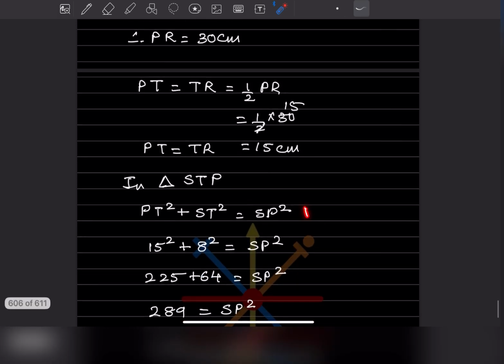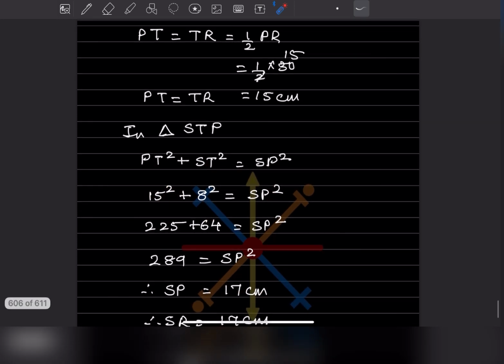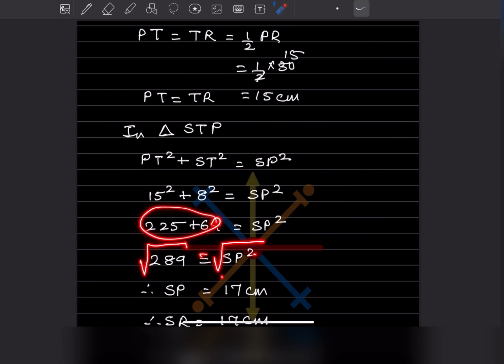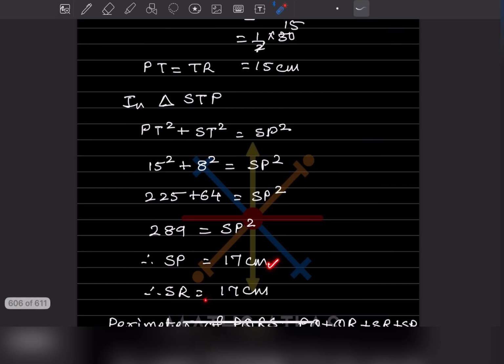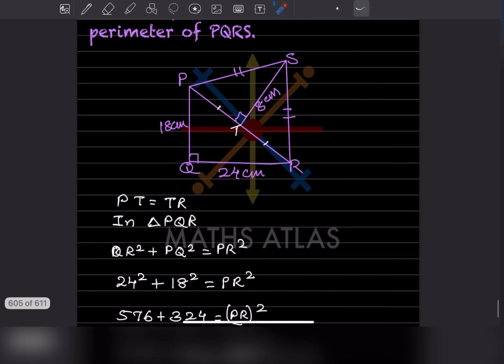So what will that be? PT is 15, ST is 8 and SP square. So here will be 225, square of this will be 64 and SP square will be as it is. So this will be 289 is equal to SP square. When you take the square root of both sides, SP is going to be 17, 17 into 17 is 289. So that's 17 centimeter. So if SP is 17 then SR also should be 17, because you can see this is equal, given, it says that this is equal to this one.